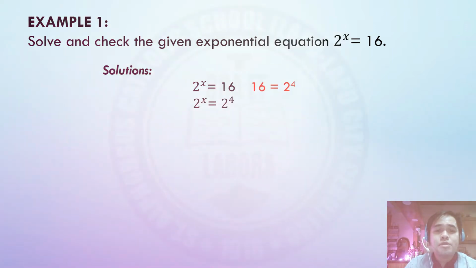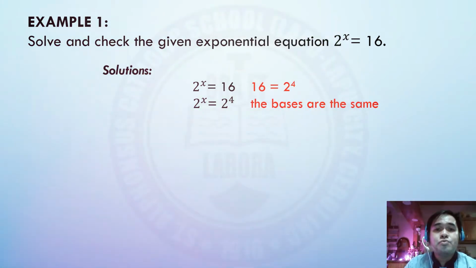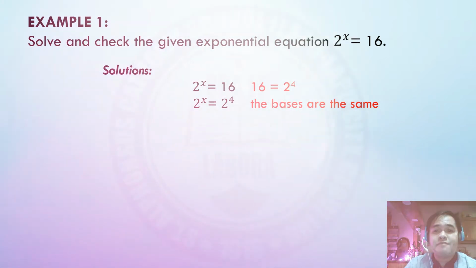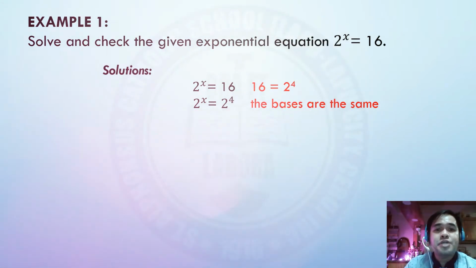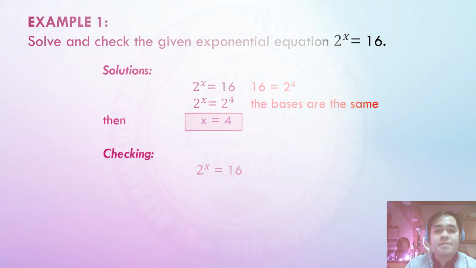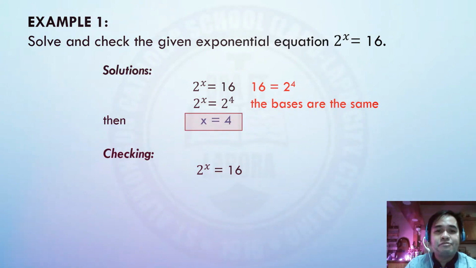And then copy 2 raised to x equals, then change 16 to its exponential form, which is 2 raised to 4. Since the bases here are the same now, we will use the property of equality of exponential function in which the exponents of the same bases should be equated, and it is x is equal to 4, and 4 is the answer.